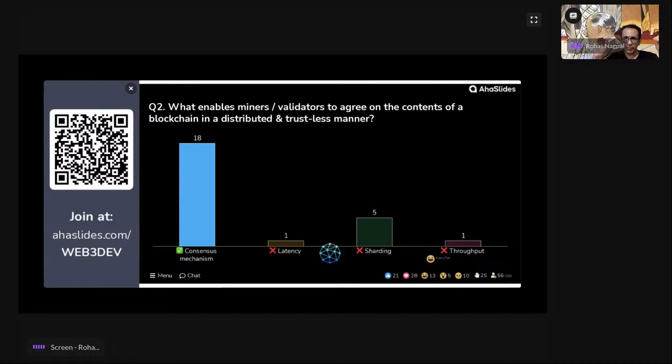So things like proof of work and proof of stake are consensus mechanisms. Latency is a whole different concept. Sharding is where we break up the system into multiple parts to improve speed. And throughput is, of course, again, we're talking about how many transactions per second. But the correct answer was consensus mechanism. Awesome. Majority of you got that right. I'm going to the next question.